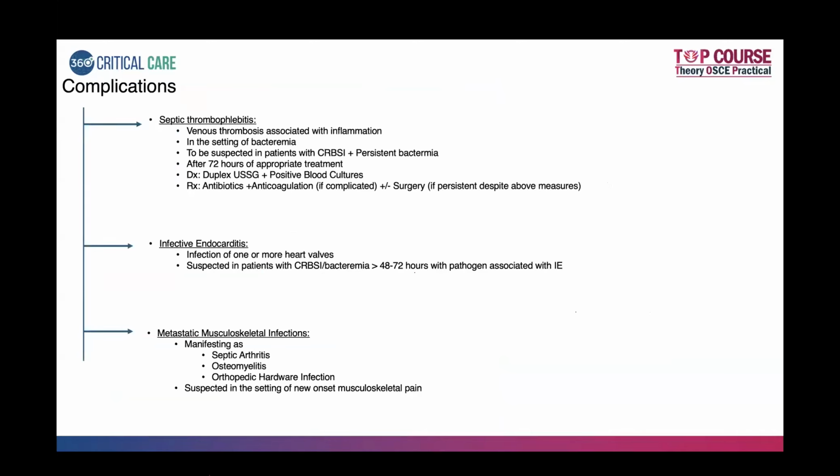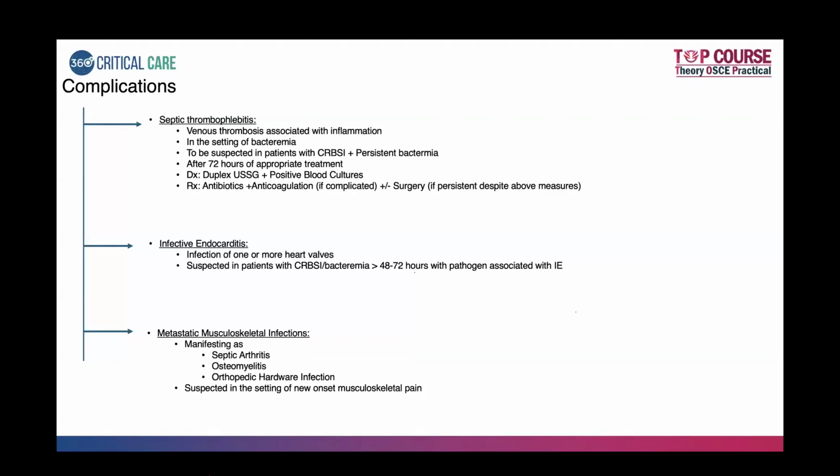So the complications following CRBSI: one is septic thrombophlebitis. That is venous thrombosis associated with inflammation in the setting of bacteremia. It needs to be suspected in patients with CRBSI with persistent bacteremia after 72 hours of appropriate treatment. So the diagnosis is through duplex ultrasound and positive blood cultures, and treatment is antibiotics and anticoagulation if complicated, plus or minus surgery if it is persistent despite the above measures.